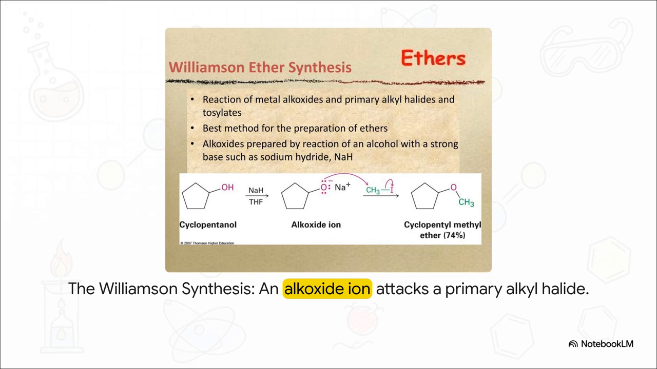First, you take an alcohol and you add a strong base. The base just rips the hydrogen right off the oxygen, creating this negatively charged and super reactive alkoxide ion. Then, this powerful alkoxide ion goes on the attack. It acts as a nucleophile, attacking a primary alkyl halide and kicking out the halogen. And the result? A perfect ROR ether bridge is formed.